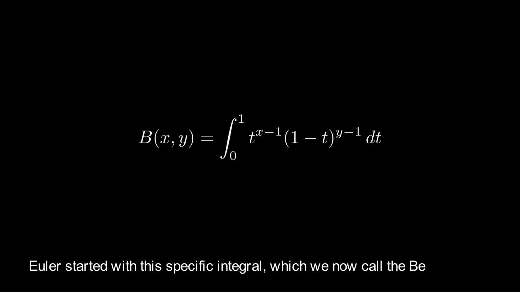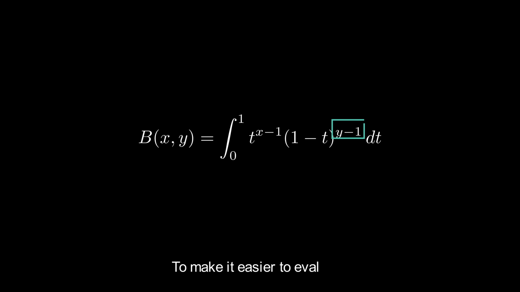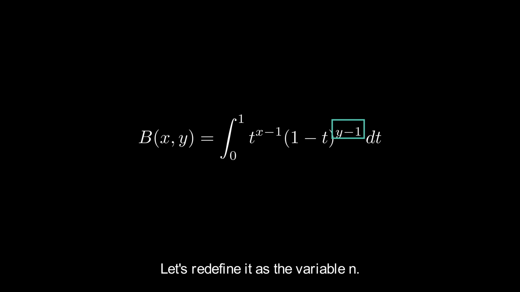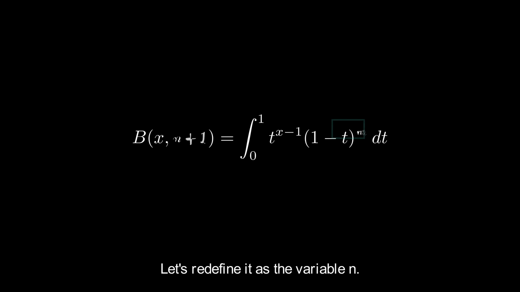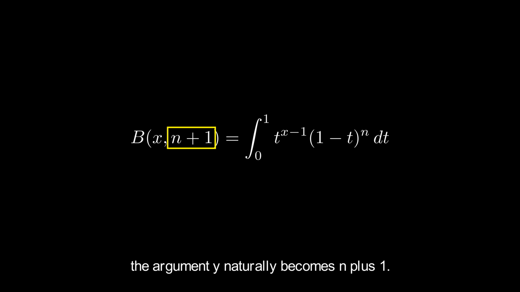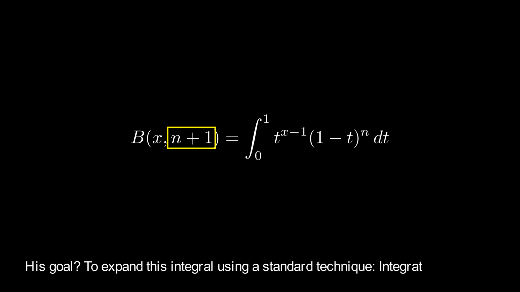Euler started with this specific integral, which we now call the beta function. To make it easier to evaluate, he assumed the second exponent, y minus 1, was an integer. Let's redefine it as the variable n. Since y minus 1 is now n, the argument y naturally becomes n plus 1. His goal? To expand this integral using a standard technique, integration by parts.